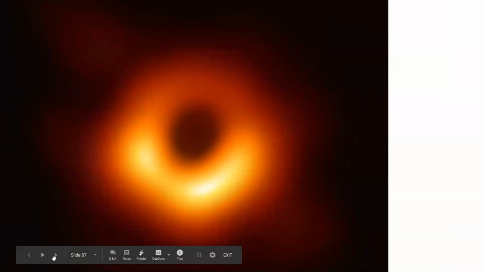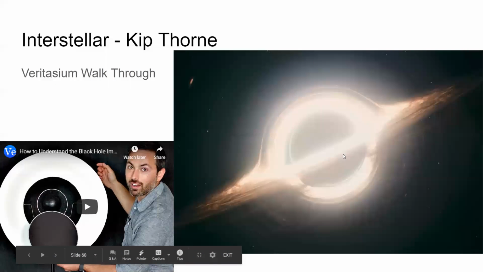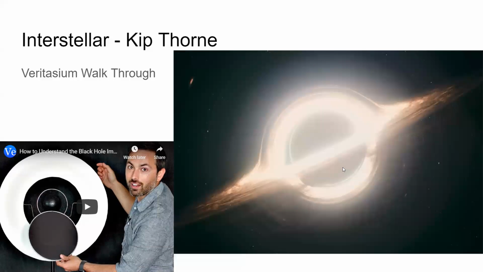This is from the movie Interstellar, but the person on Interstellar was Kip Thorne. He's a huge, well-known physicist, and this is his idea of what a black hole would look like. There's a Veritasium video, go check it out sometime. But he talks about how and why it's warping space so much that the light behind the black hole comes to the front.